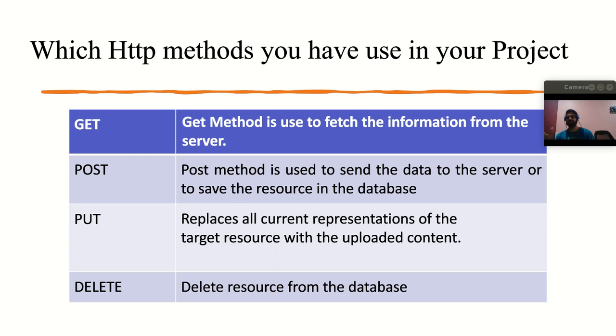So GET is used to fetch the information from the server. POST is used to send the data to the server, or to save any resource to the database, or to create any resource in the database. So POST is used to create a resource. PUT method is used to update a resource. Okay, and it also replaces all the current representation of the target resource with the uploaded content. DELETE is used to delete the resource from the database.